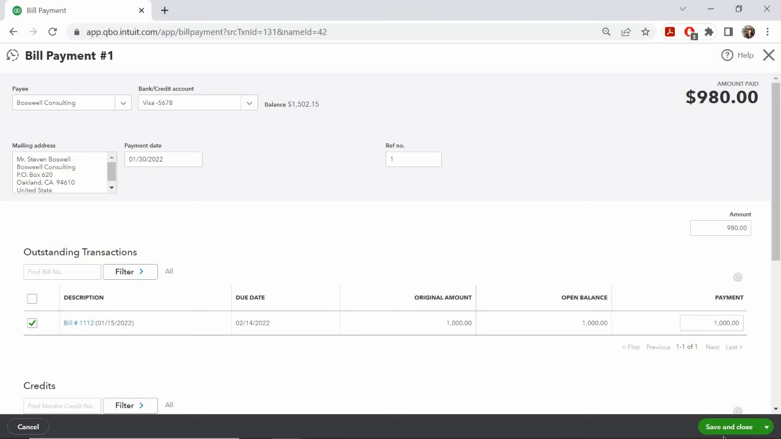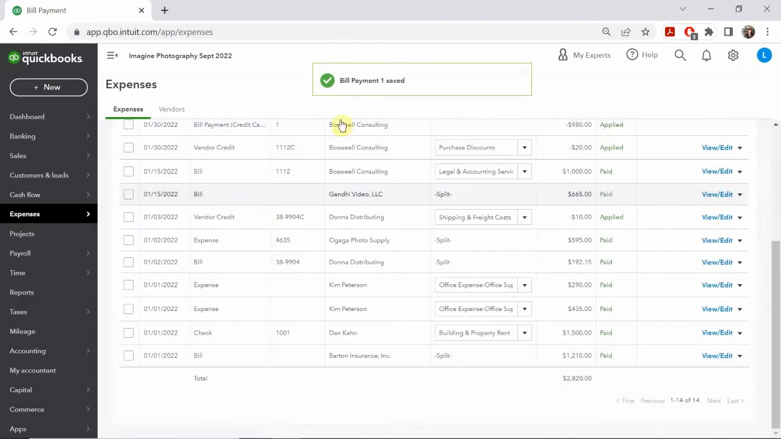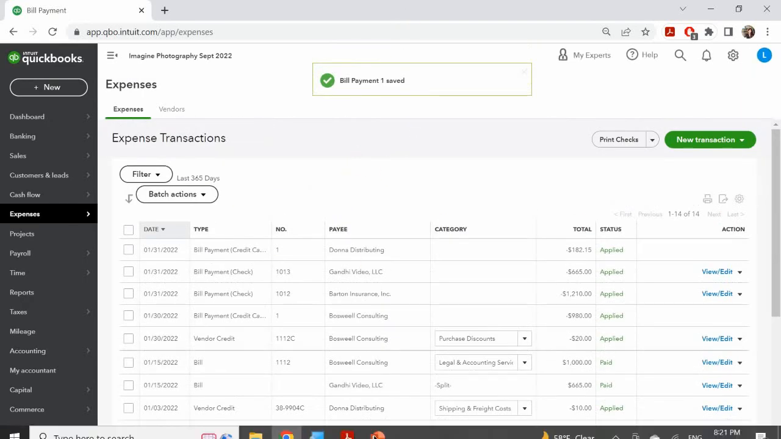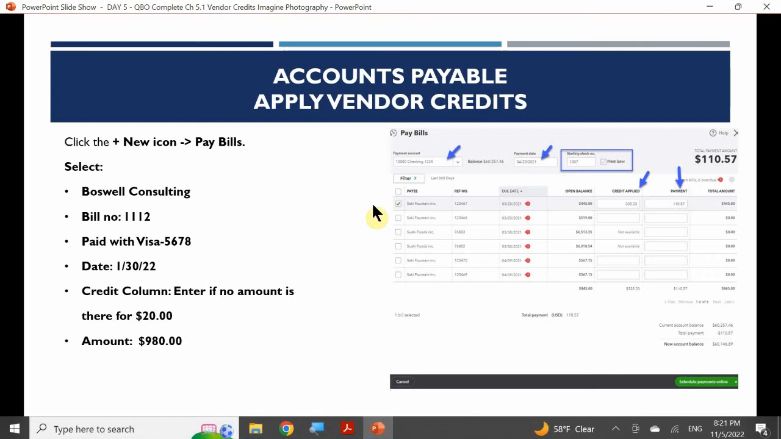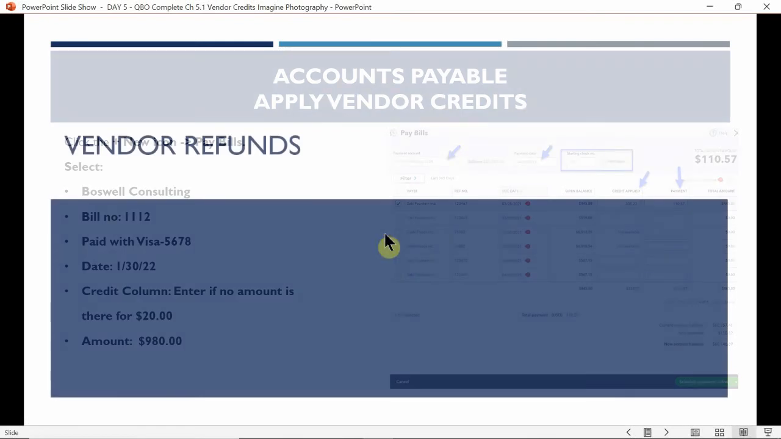That is making, again, a payment on discounted terms. Okay. All right. So that is it for that section for vendor credits.